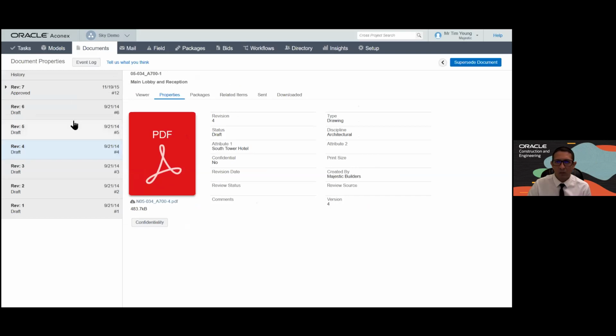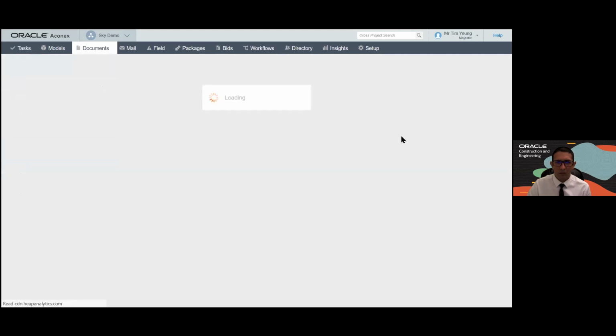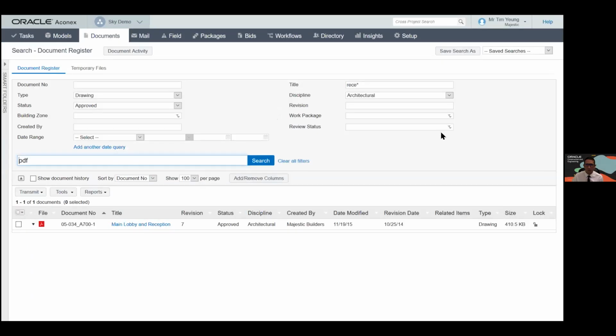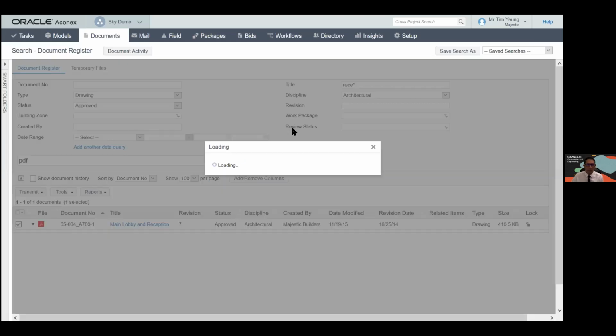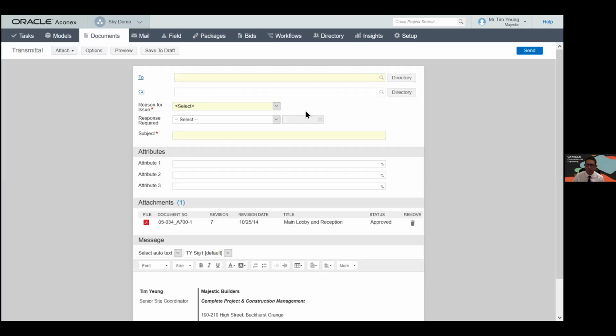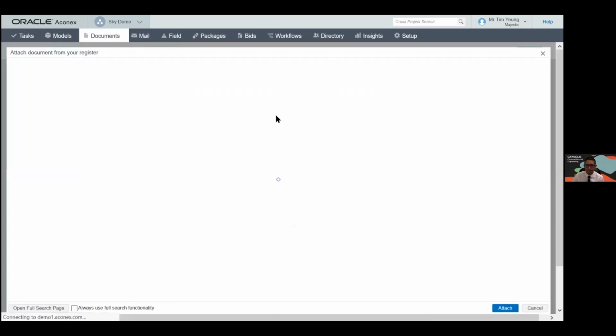So very quickly, we are able to see this document. We can see the history of it. We can see the various attributes. And we can now transmit this document either as a transmitter or as a workflow option. So what I'll do now is transmit this as a transmitter. And what's more, we don't have a limit on document size.